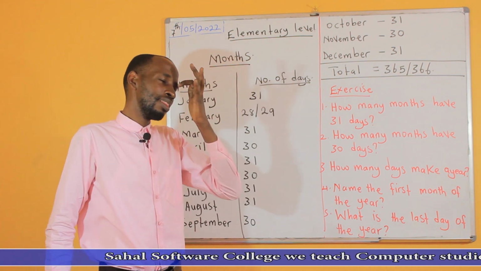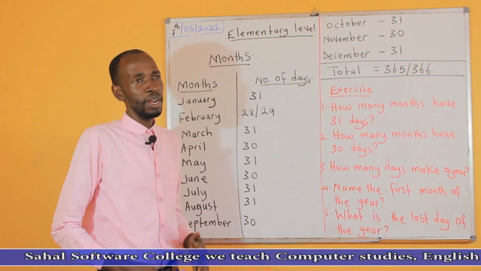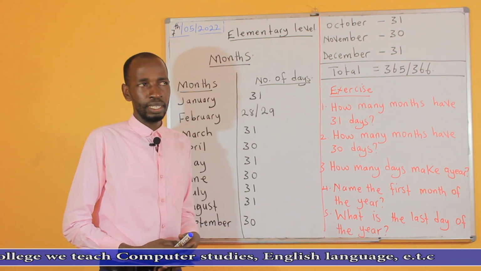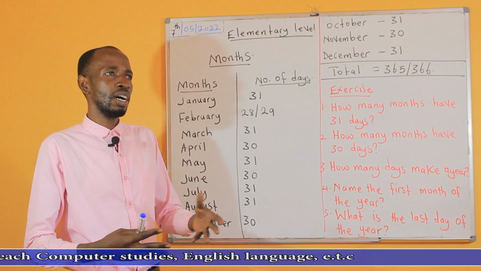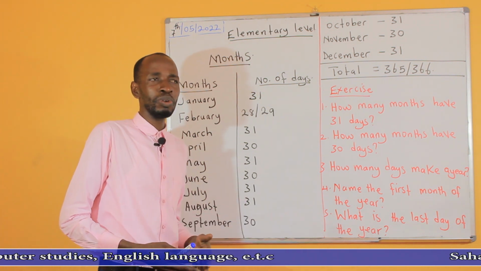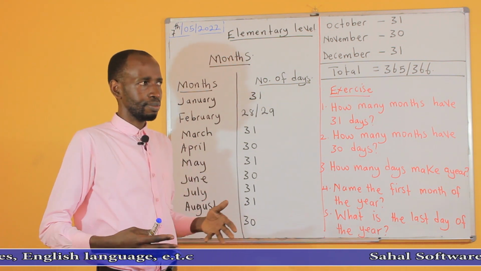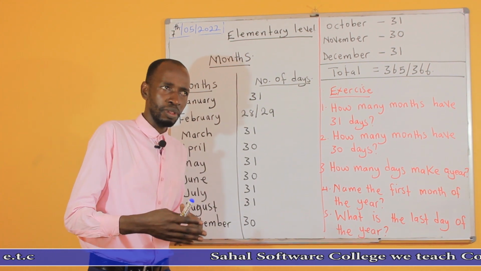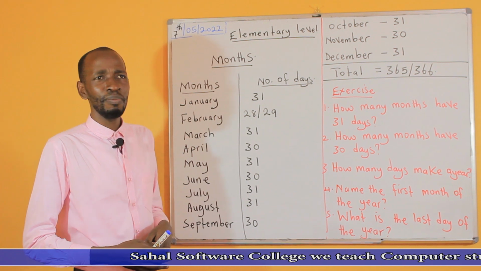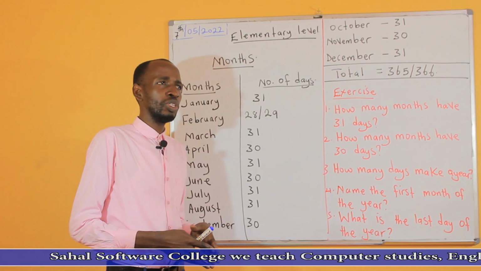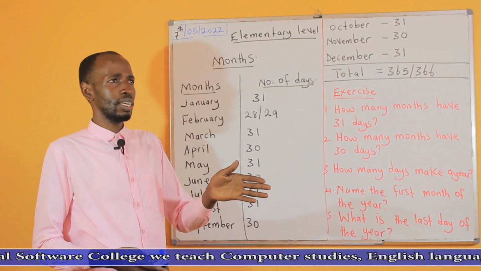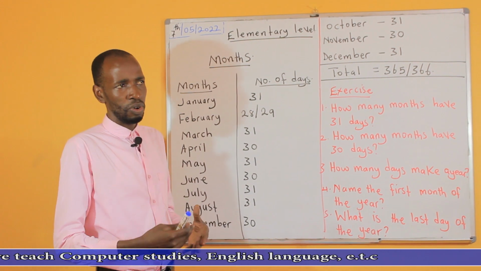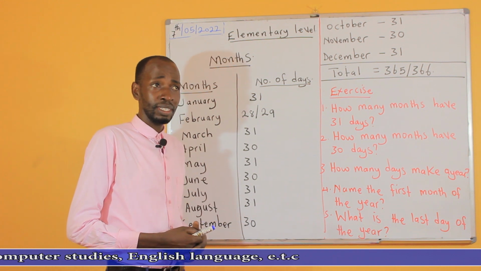So the first month in a year, of course, is January, and the last month of the year is December. Yes, we always have Christmas days here in Uganda, because Uganda is a mixed country where we have both religions. Actually, we have many religions, not only two. We have Christians and Muslims. So in December, we usually have holidays for Christmas.